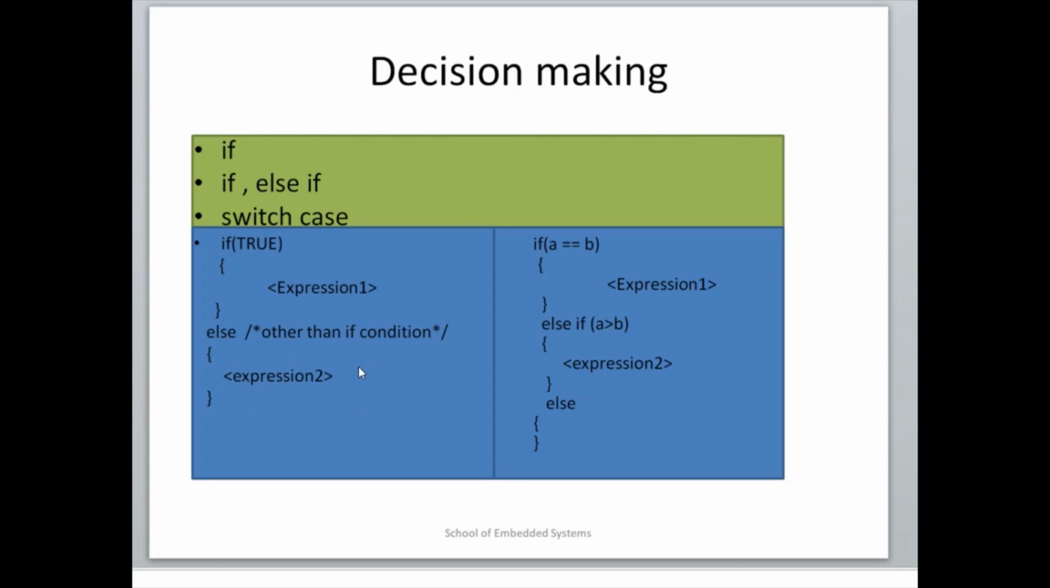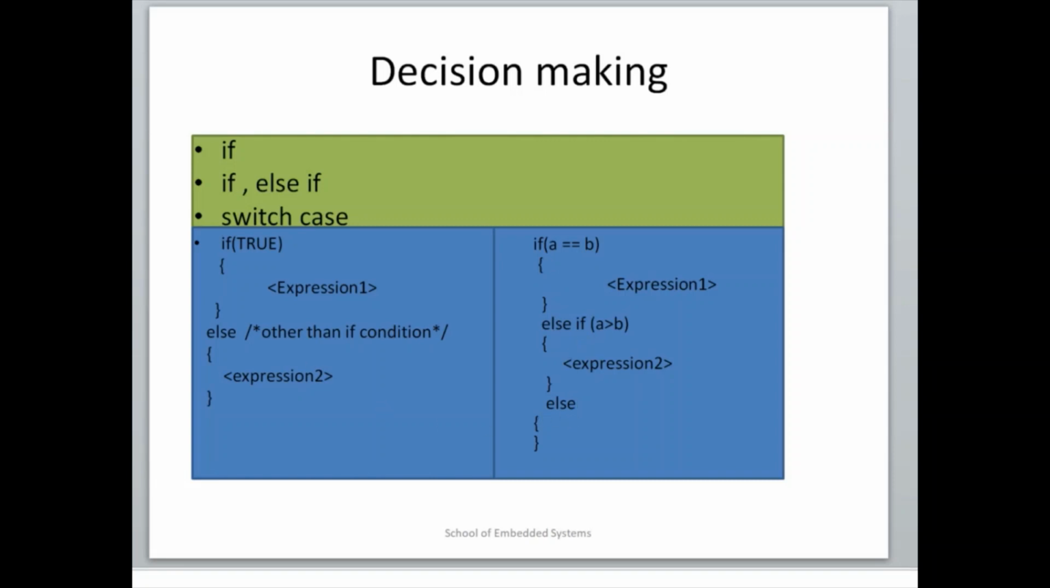Now, what if we have three expressions? If A equal to B, then expression 1. If A is greater than B, expression 2. Then else. So this is how we can use the if, else if and else conditions.